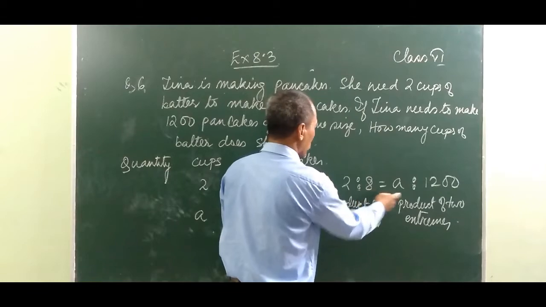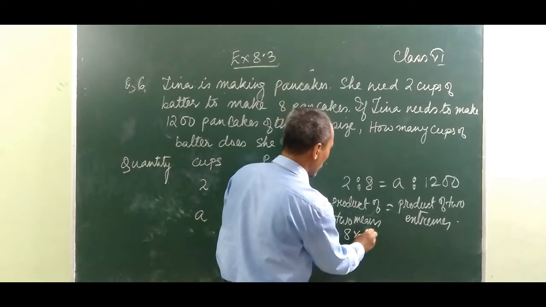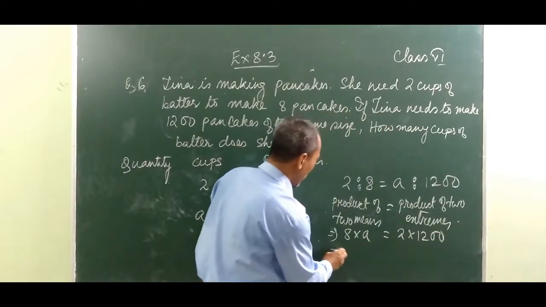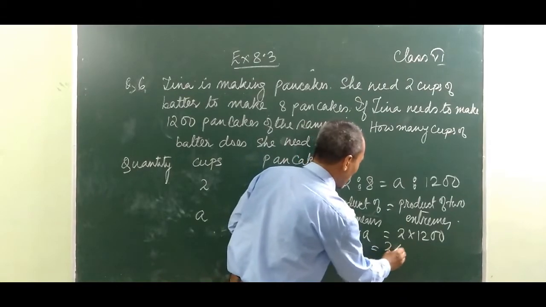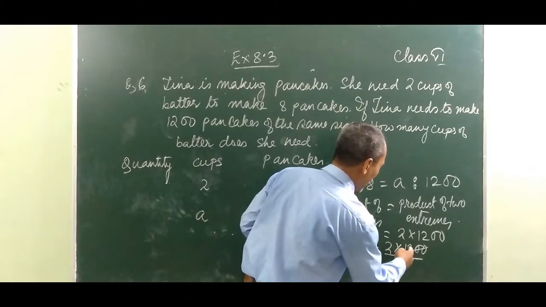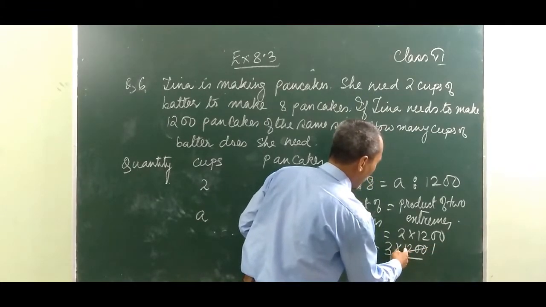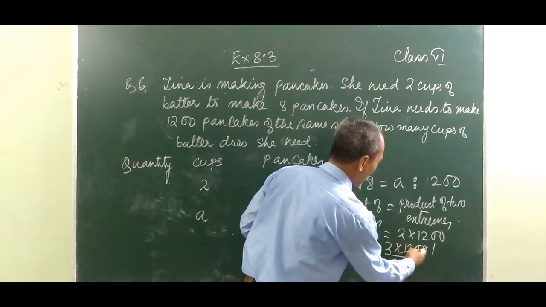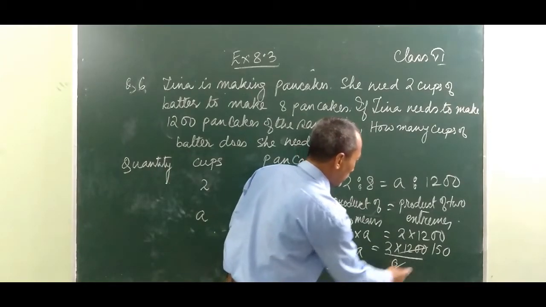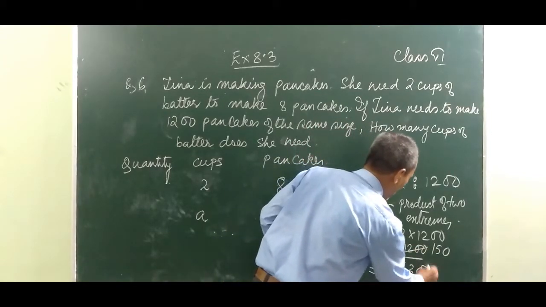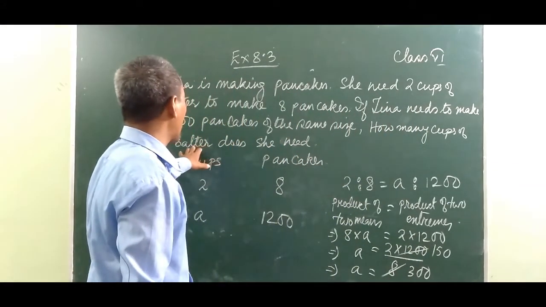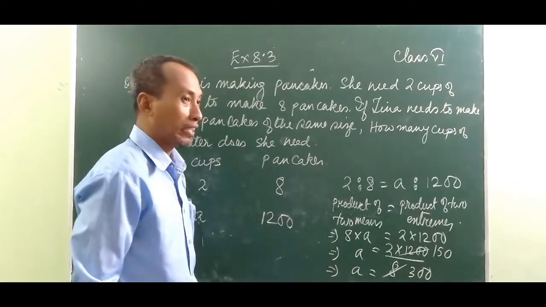So the product of two means is 8 into A. The product of two extremes is 2 into 1200. So A is 2 into 1200 by 8. So that is 150 into 2, which is 300. So the required batter cups is 300. 300 cups of batter will be required to make 1200 pancakes.